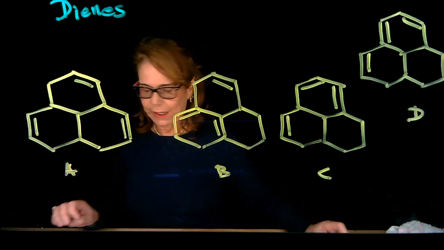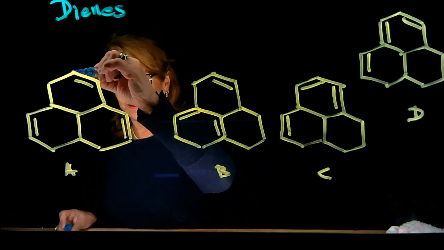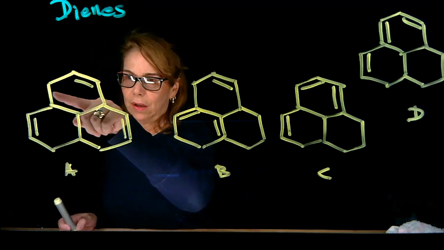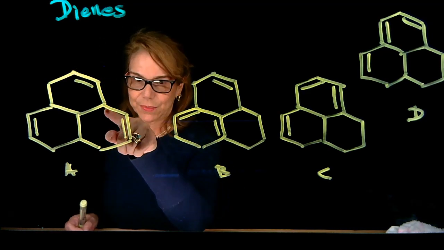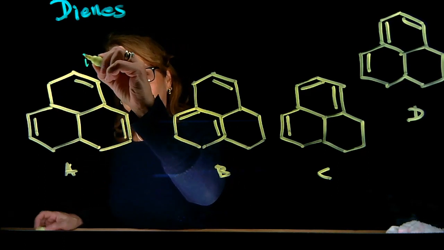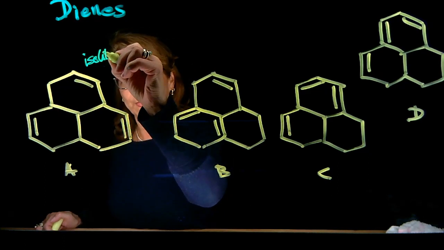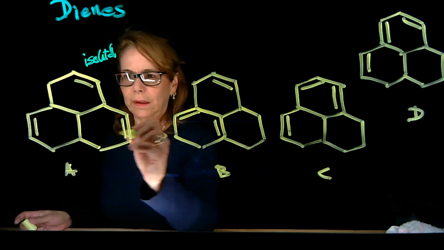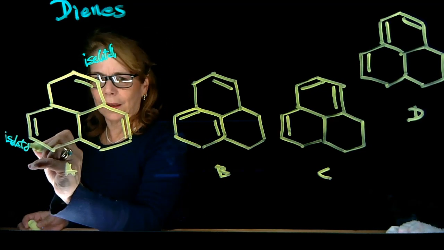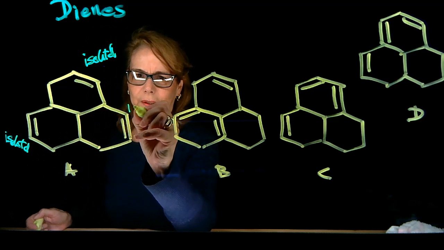In molecule A, we have this isolated double bond. Notice that here there's no conjugation. This is an sp3 carbon. There's also sp3, so no conjugation. So we're going to label this as an isolated double bond. That is also isolated here, and that is also isolated.